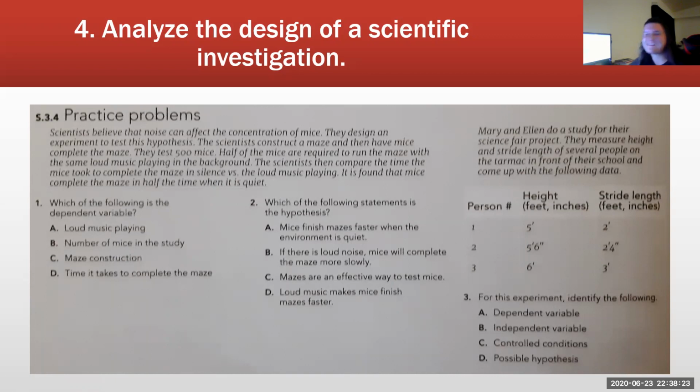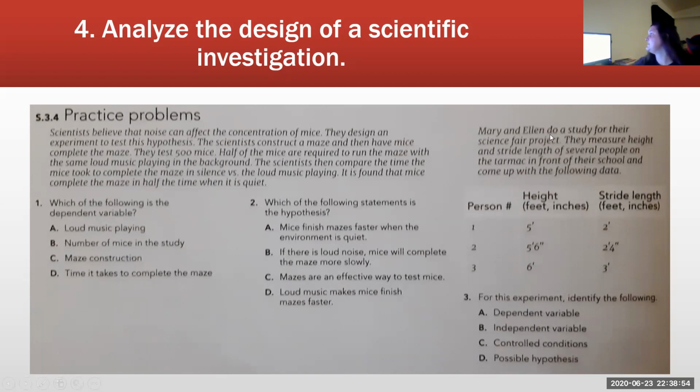That's a tongue twister, not a hypothesis. Okay, option B is correct. Option A would be a conclusion statement after the data is analyzed. And options C and D are not supported by the experimental data. The loud music did not make the mice finish faster, and we have no idea if mazes are an effective way to test mice. We just did it because it was what we had available to us. So option B is correct: if there's loud noise, mice will complete the maze more slowly.